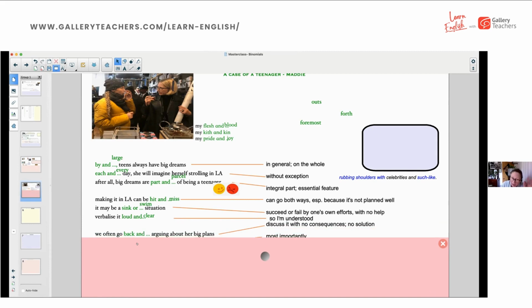This is why very often, what happens is that we go back and forth arguing about her big plans. She says one thing, I say one thing, and then she again says something, back and forth, but it's inconsequential. We can't agree, no results, no solutions, okay? We just go back and forth arguing about her plans.